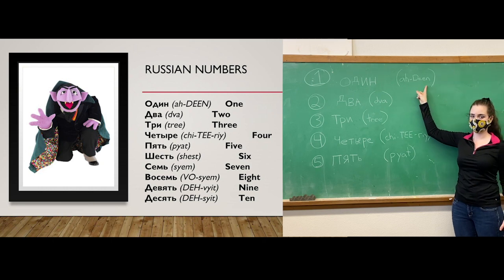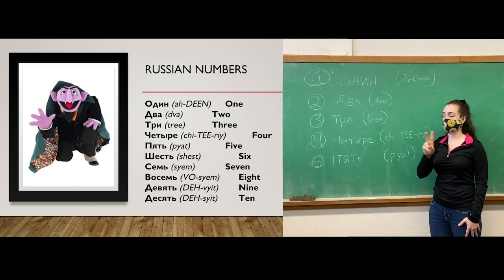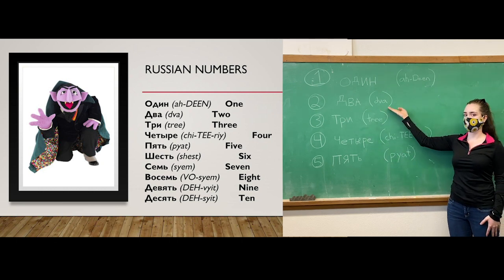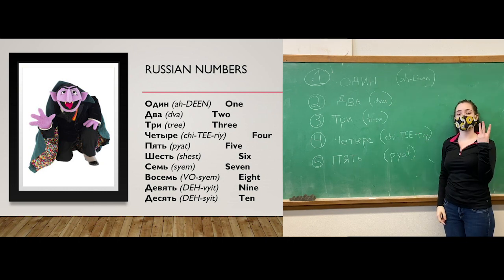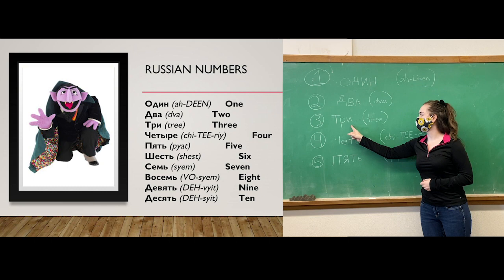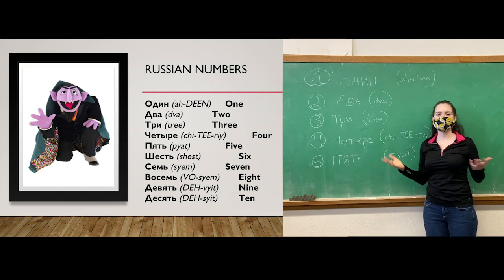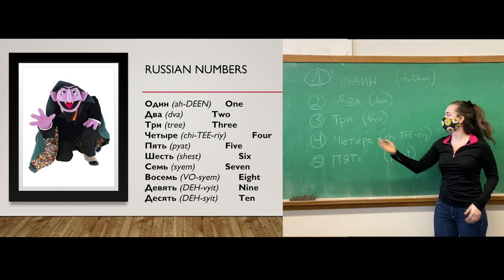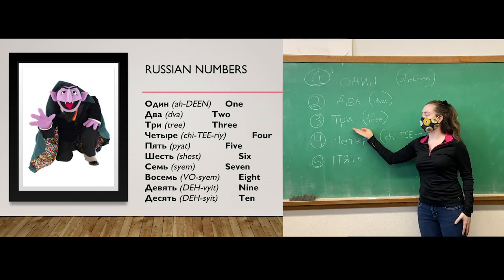Adin. Next we have 2, or Dva. Dva. Repeat after me. Dva. Next is the number 3. Tri. Repeat after me. Tri. This is similar to the English word tree, but you roll your R's a little more. Tri. Next is 4.